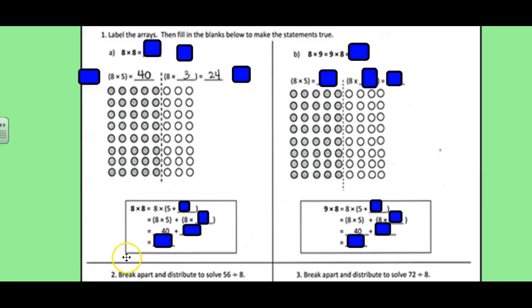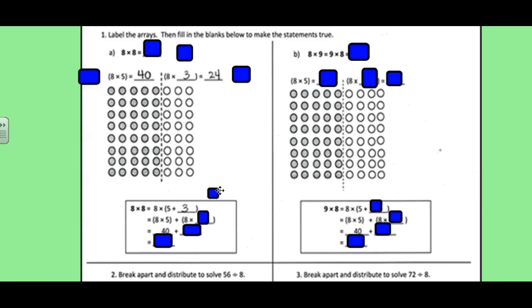So down here in the box shows the distributive property step by step. They took 8 times 8, they kept the first 8, and they broke apart the second 8 into 5 plus what? I know that 5 plus 3 gives me 8, so we need to have 3 in that first blank.